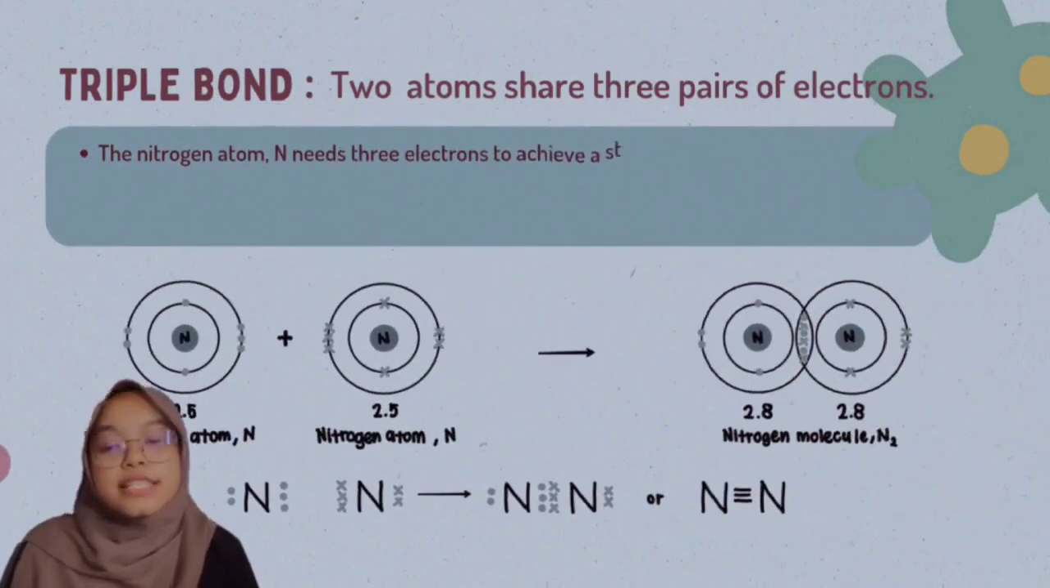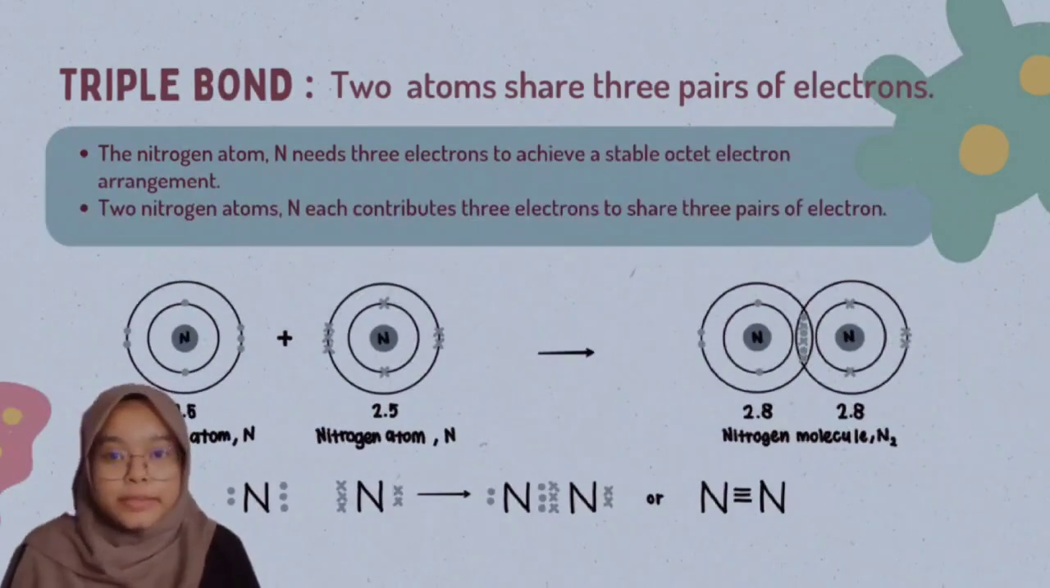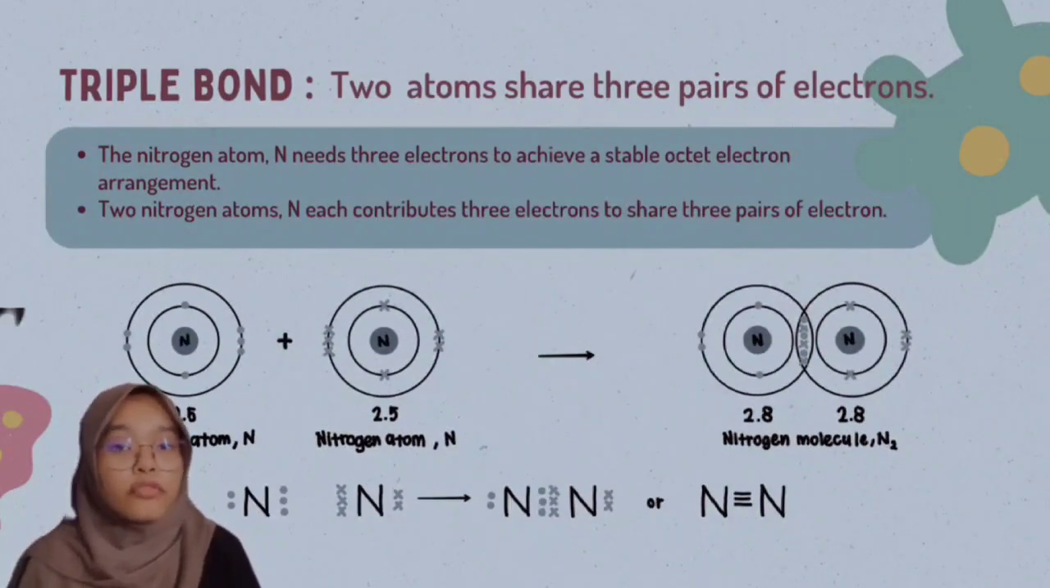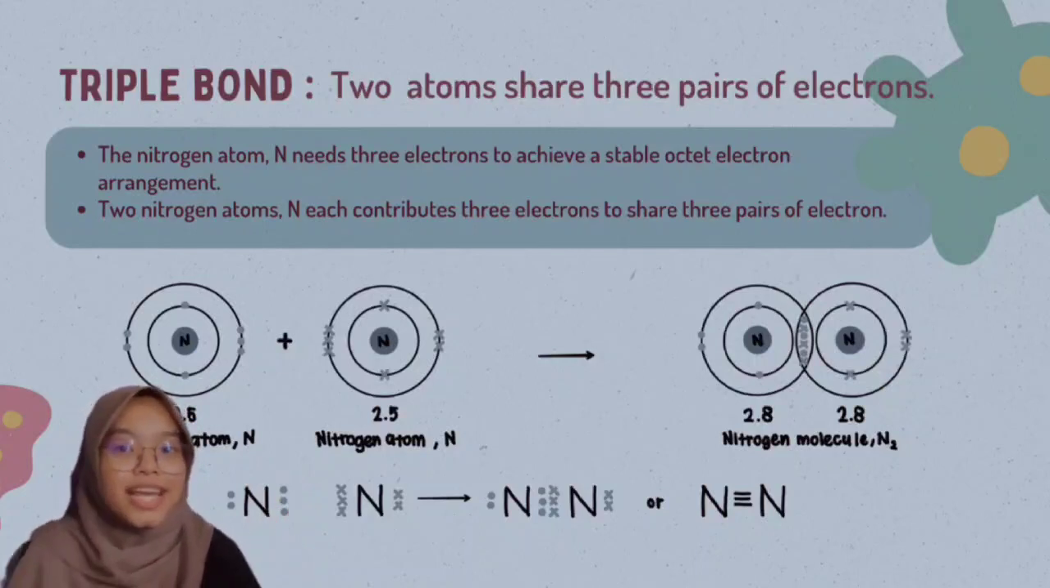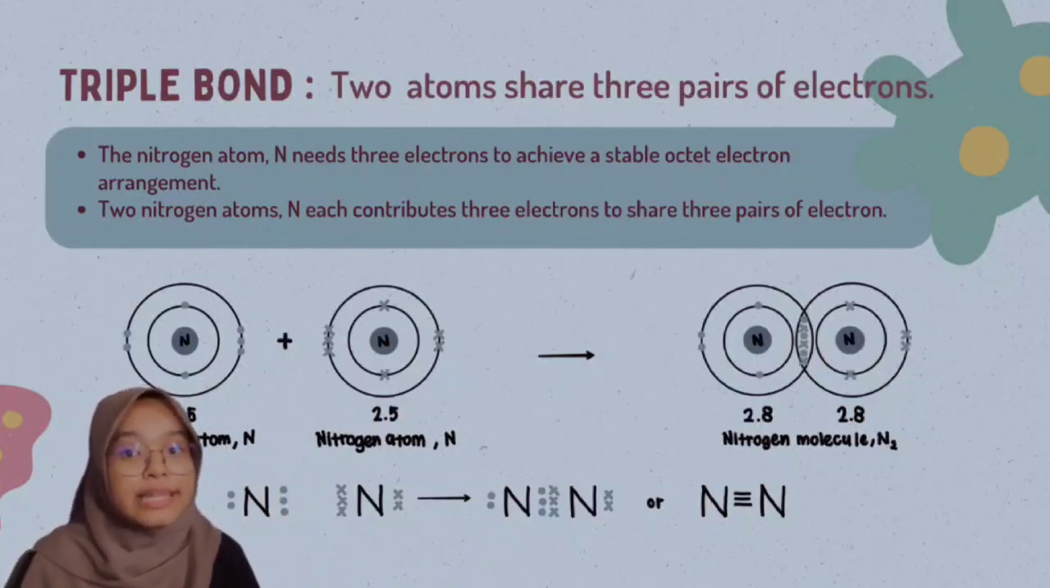The last one, triple bond. Two atoms share three pairs of electrons. For example, the nitrogen atom N needs 3 electrons to achieve a stable octet electron arrangement. Two nitrogen atoms each contribute 3 electrons to share 3 pairs of electrons.